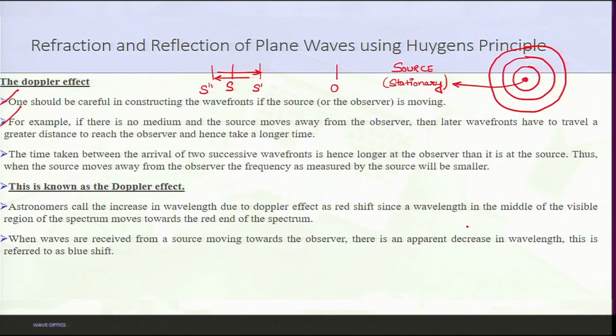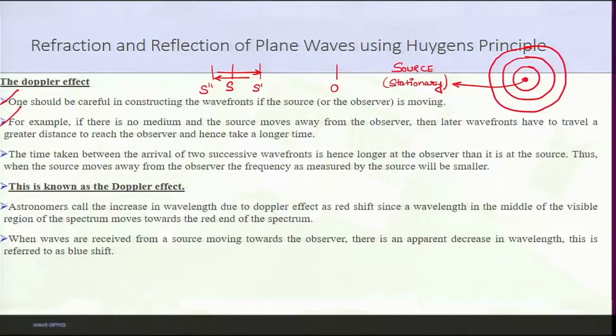Let us move to the third point. So, now the time taken between the arrival of two successive wave fronts is hence longer. Quite evident, if the distance is being increased, then the time required for each wave front to reach that portion also will be different, and hence for two successive wave fronts also the time will be different. If the time lag is happening for the complete distance, then the time lag for successive wave fronts reaching that point will be different also.